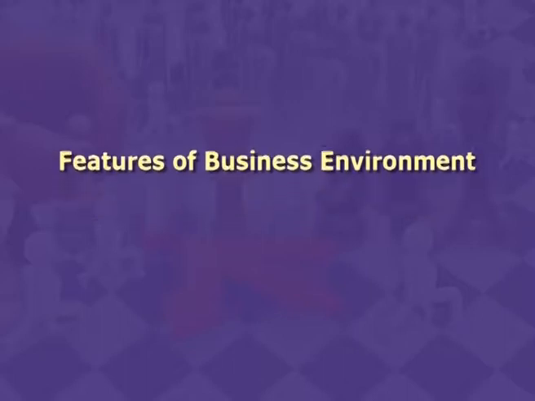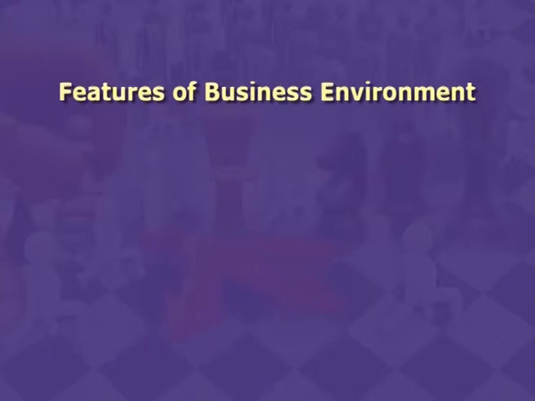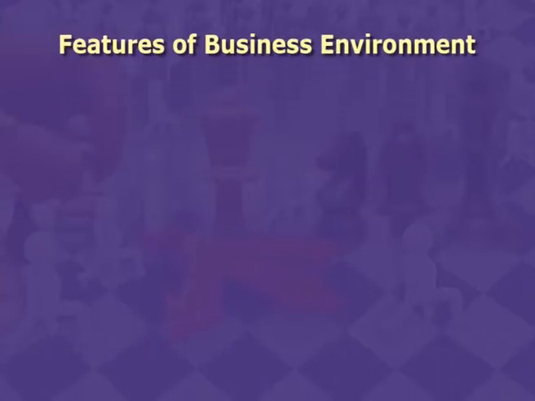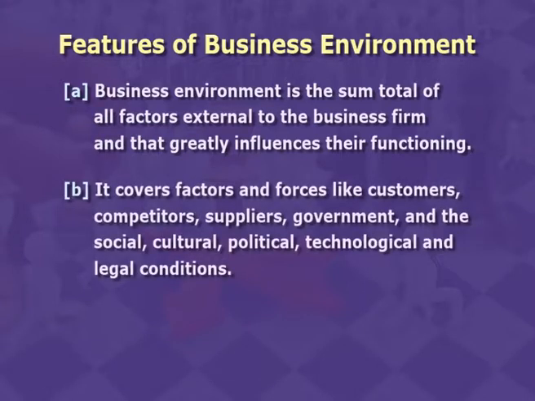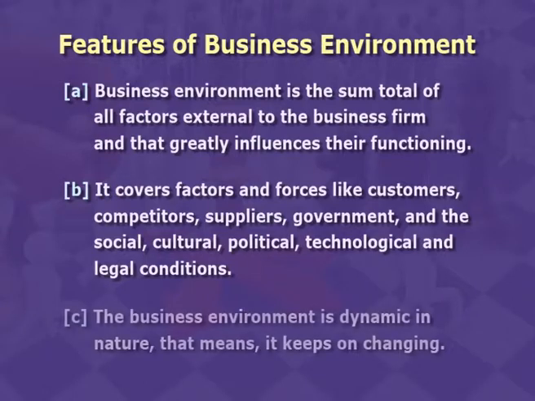Now, we discuss features of business environment. On the basis of the above discussion, the features of business environment can be summarized as follows. A. Business environment is the sum total of all factors external to the business firm and that greatly influences their functioning. B. It covers factors and forces like customers, competitors, suppliers, government and the social, cultural, political, technological and legal conditions.